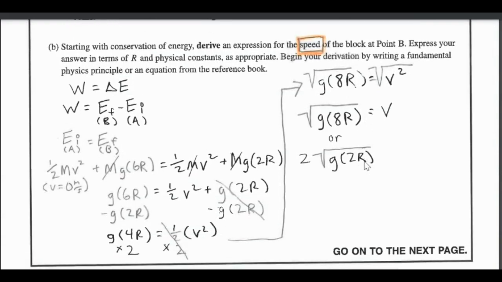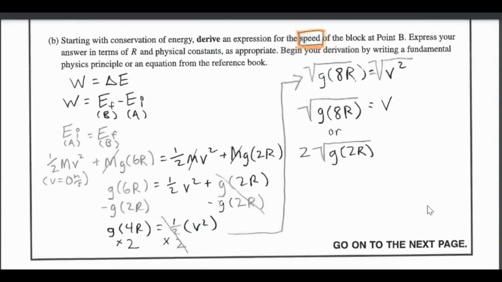All right, going down to our next one. B is definitely a little tougher. It says, starting with the conservation of energy, derive an expression for the speed, which is basically the velocity, of a block at point B. Express your answers in terms of r and physical constants as appropriate. Begin your derivation by writing a fundamental physics principle or an equation from the reference book. So I take a look at my formula sheet, and plus I already have this one in mind.